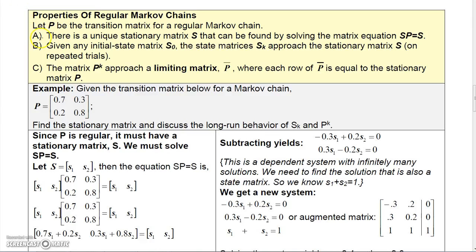Okay, look at the properties of a regular Markov chain. So let's say P is a transition matrix for a regular Markov chain. There is going to be a unique stationary matrix S such that SP equals S. Given any initial state matrix S naught, the state matrices Sk approach that matrix. That means if you keep doing it for enough repeated trials. And then the matrix P to the k approaches a particular limiting matrix, and we call that limiting matrix P bar, where each row of P bar is equal to the stationary matrix. Now let's see that in an example.